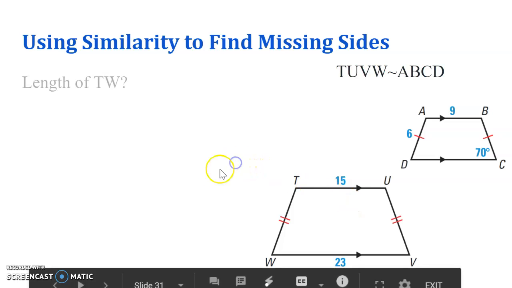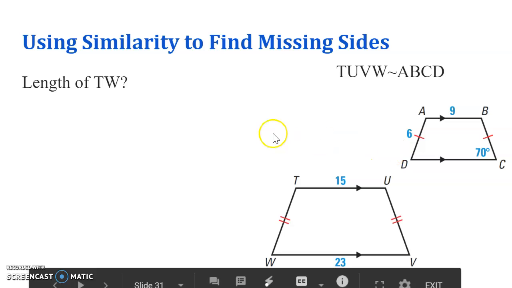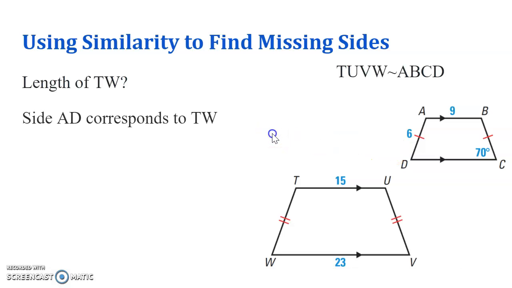Okay, now let's talk about the length of TW. If you know that two polygons are similar, then the length of TW has to be proportional to the length of AD. And the same way, the lengths of TU and AB need to be proportional too because they're the corresponding sides. So AD corresponds to TW and TU corresponds to AB.